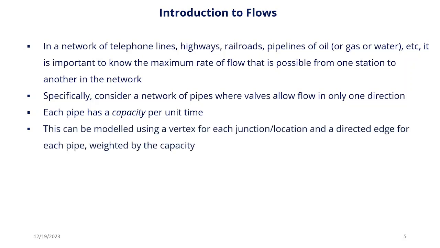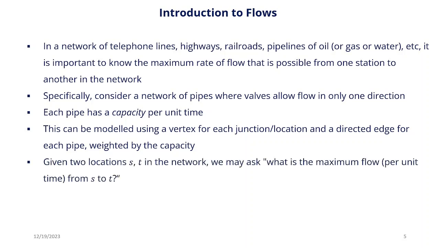This can be modeled using a vertex for each junction or location and a directed edge for each pipe weighted by the capacity. Given two locations S, T in the network, we may ask, what is the maximum flow per unit time from S to T?